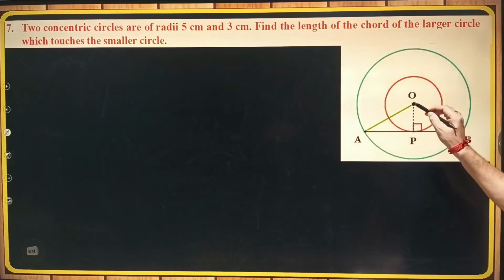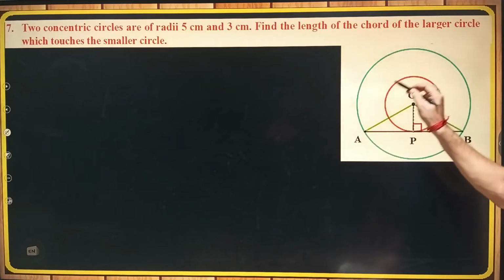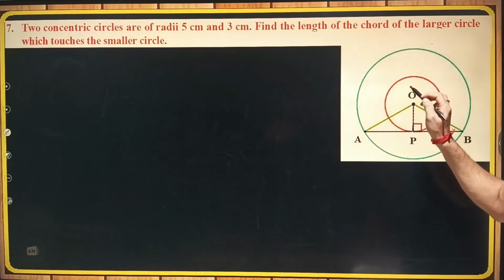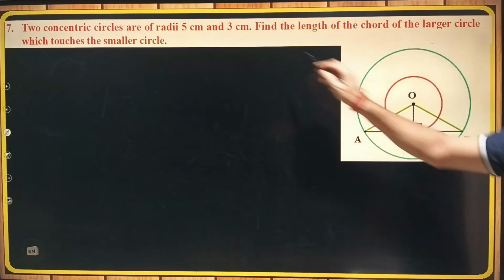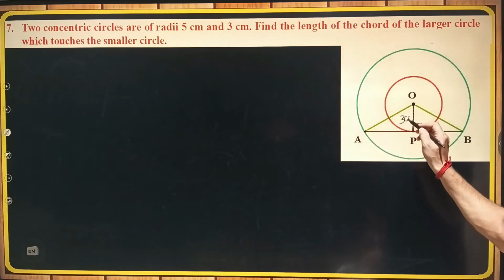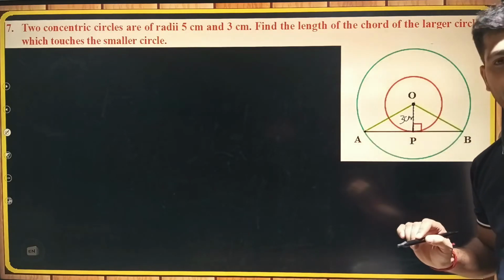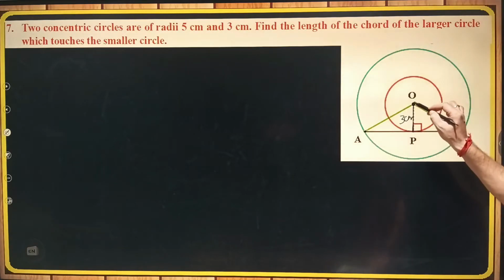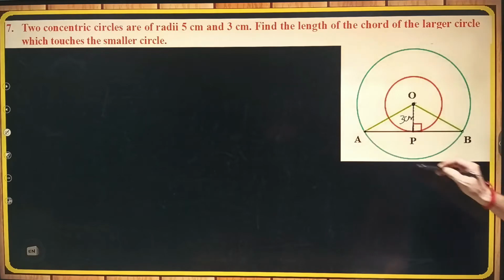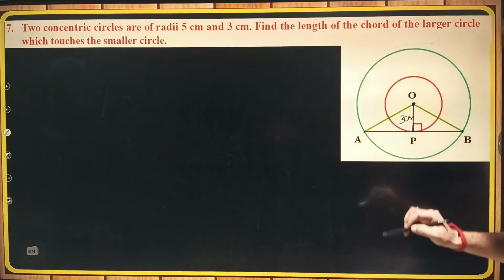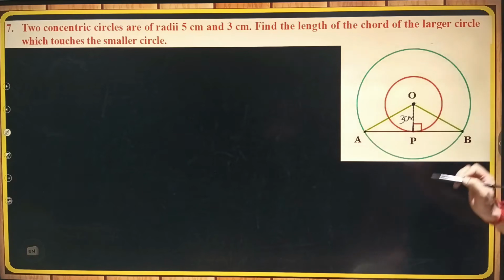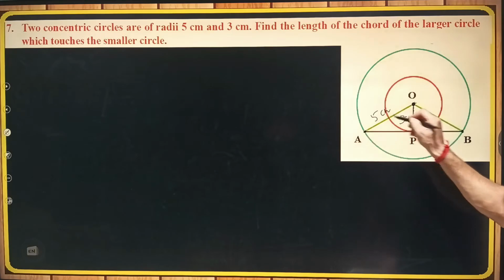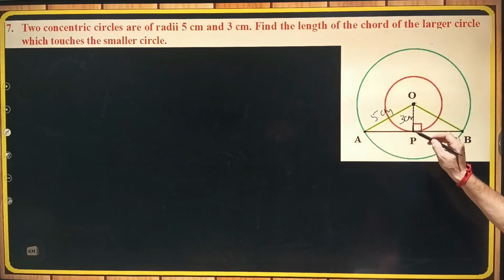Suppose, dear friends, we take O to P. What is this? This is the radius of the smaller circle, the red one. What is its radius? 3 centimeter. So OP is 3 centimeter. And here is the larger circle. In that larger circle, from the center point to here, O to A, what is it? Radius. O to B is also radius. So O to A is how much? 5 centimeter.